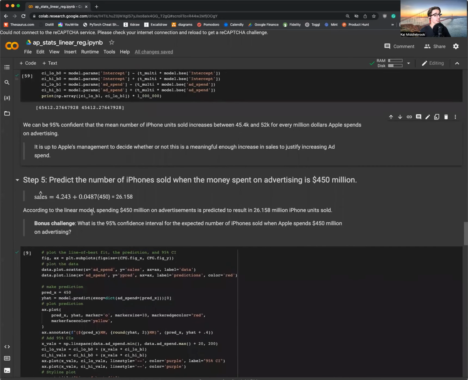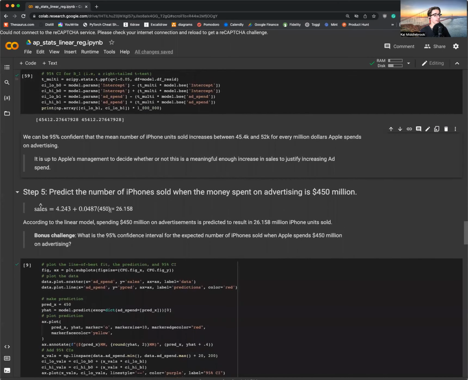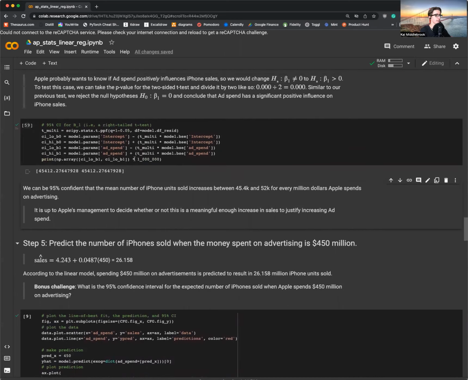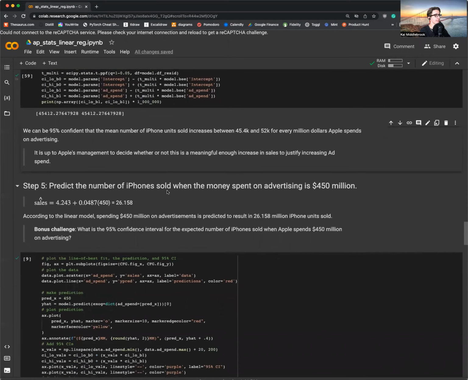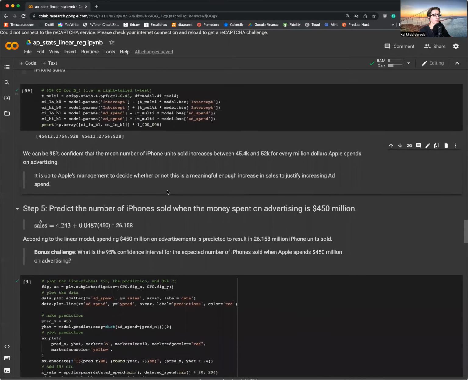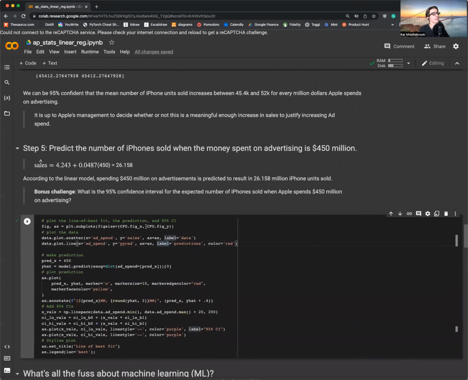So now a bonus challenge for you is to determine what the 95% confidence interval is for the expected number of iPhones sold when Apple spends 450 million on advertising, right? So if you remember, you're going to need to calculate something similar to what we did up here with these confidence intervals for the intercept and the slope, and then do a few more mathematical manipulations to get that value, but I don't want to give the answer away.